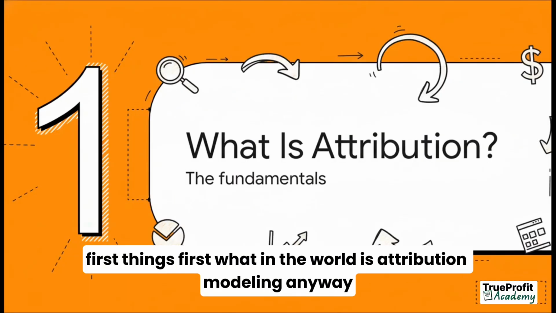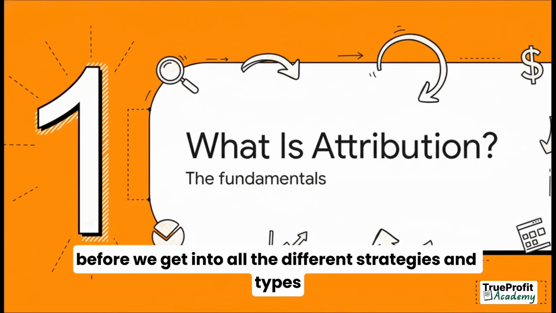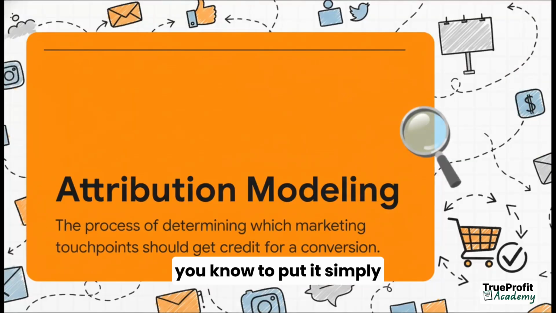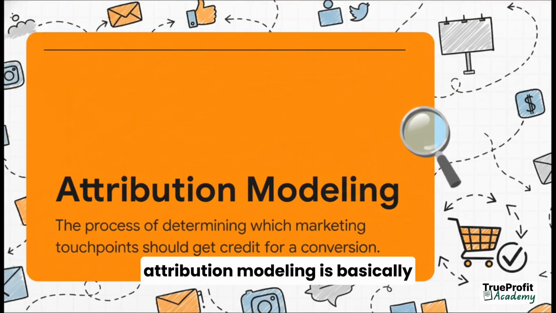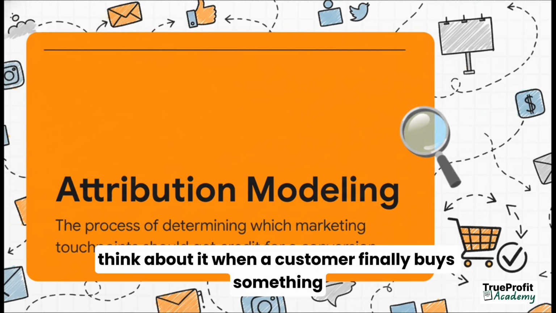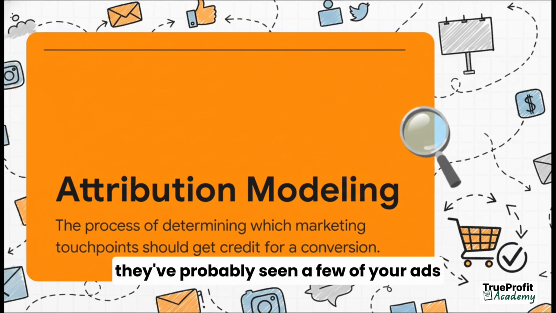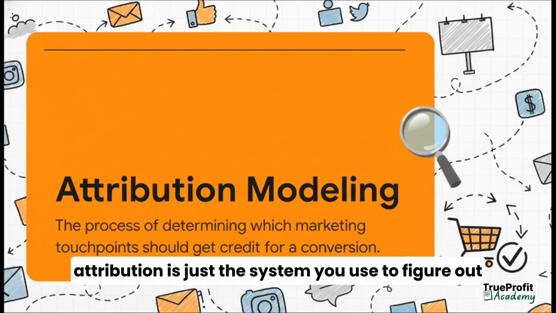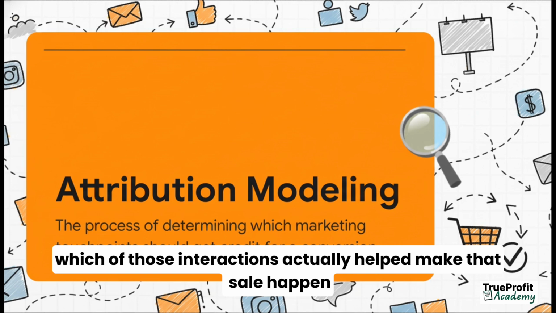All right, first things first. What in the world is attribution modeling anyway? Before we get into all the different strategies and types, let's make sure we've got a really solid foundation. To put it simply, attribution modeling is basically the science of giving credit where credit is due. Think about it. When a customer finally buys something, they've probably seen a few of your ads, maybe read an email, or clicked on a social post. Attribution is just the system you use to figure out which of those interactions actually helped make that sale happen.